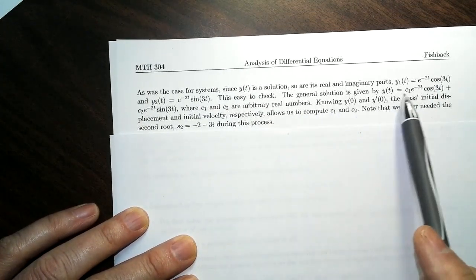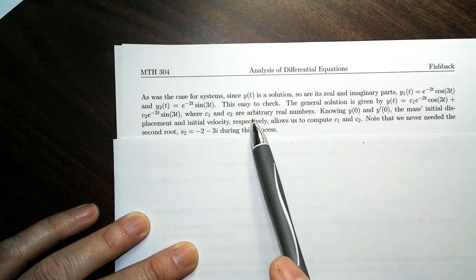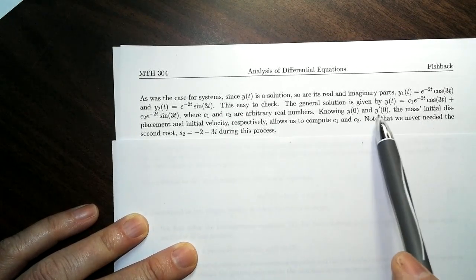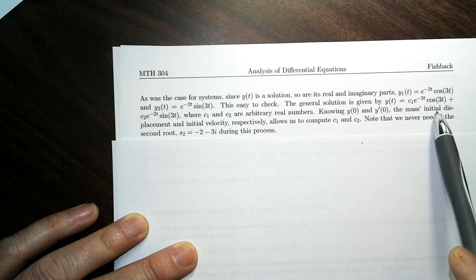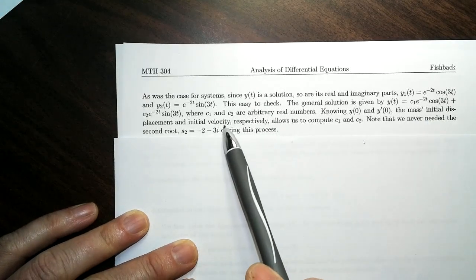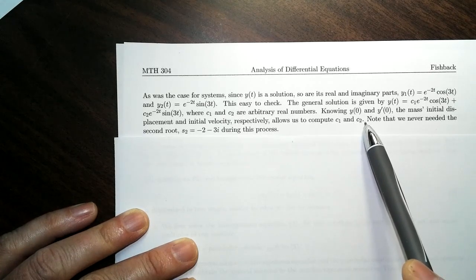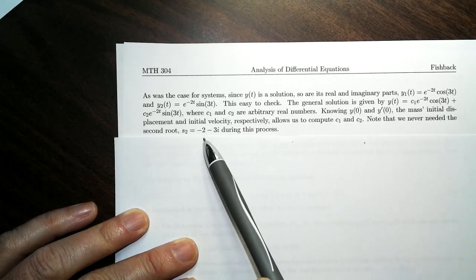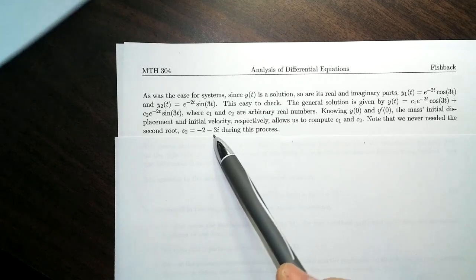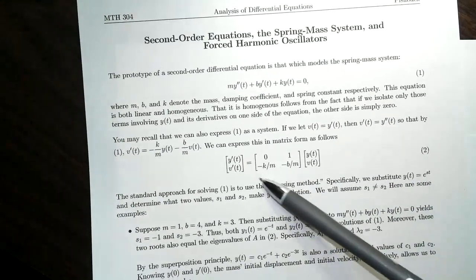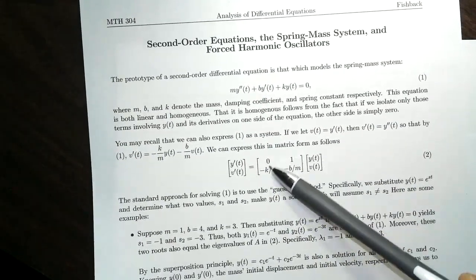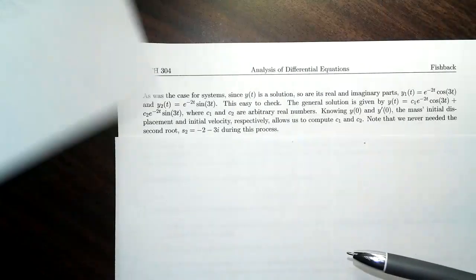The general solution is going to be any linear combination. And if we know y of 0 and y prime of 0, in other words, the mass's initial displacement and initial velocity, this allows us to compute C1 and C2. Now, notice that we never used minus 2 minus 3i. This is kind of like when the system had complex eigenvalues, we only needed one of those eigenvalues.